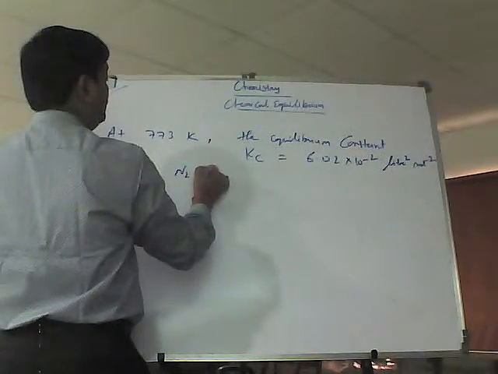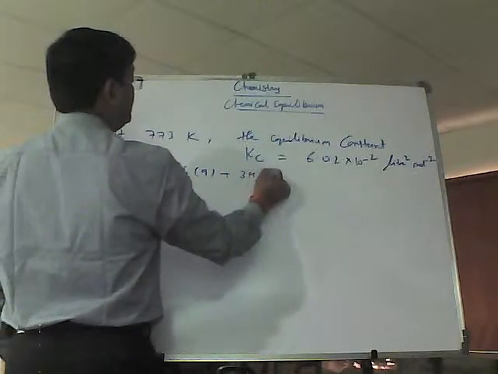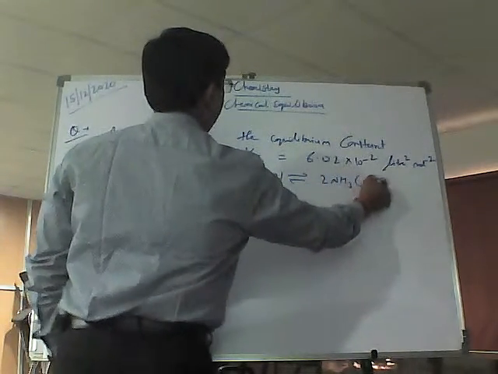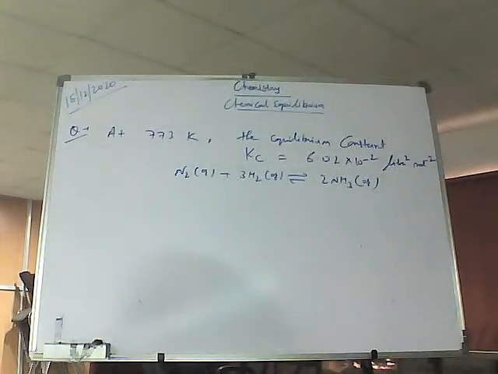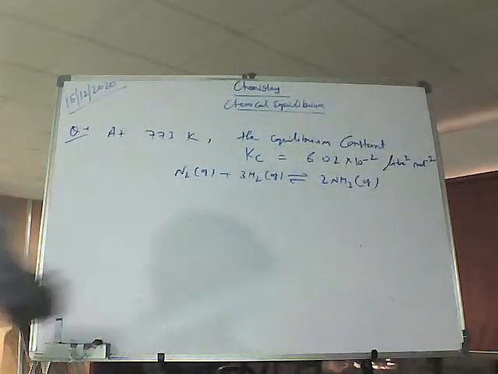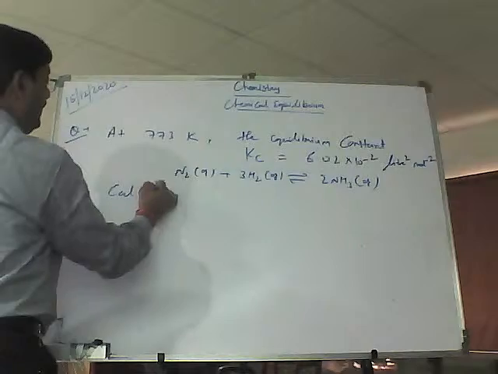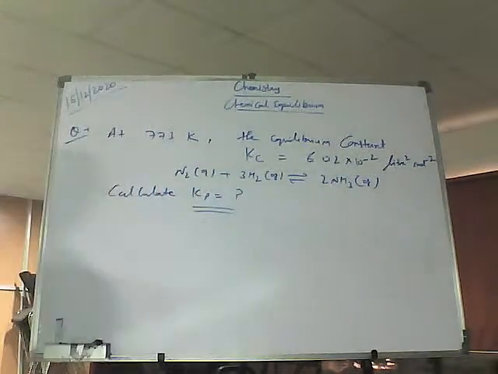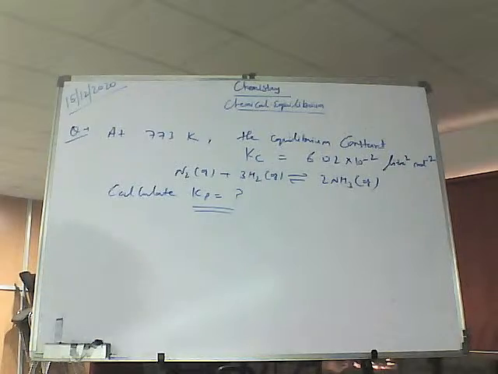So N2 plus 3H2 reversible 2NH3. Okay, so the Kc is given to us. Calculate Kp. Now you have to calculate the value of Kp. Now this part we have to solve. Okay, come on, solve it.